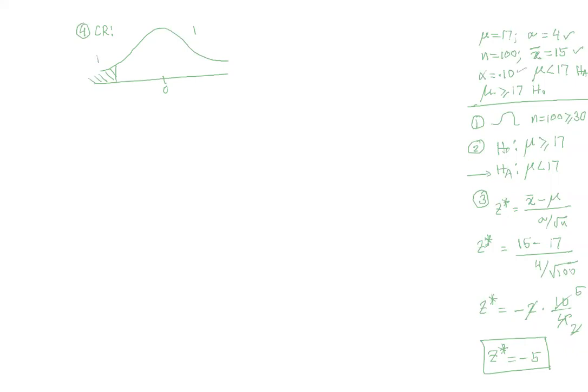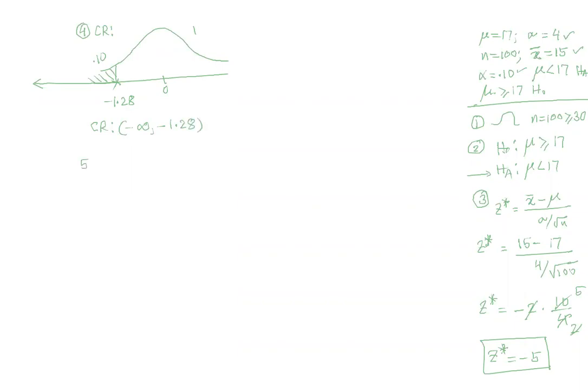So this is going to be just 0.10. If you remember, the z-score associated with this is negative 1.28. So we are talking about all the area to the left of negative 1.28 all the way up to negative infinity. So your critical region is going to be negative infinity to negative 1.28.